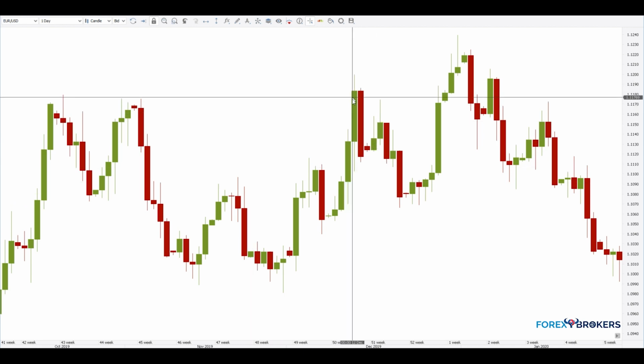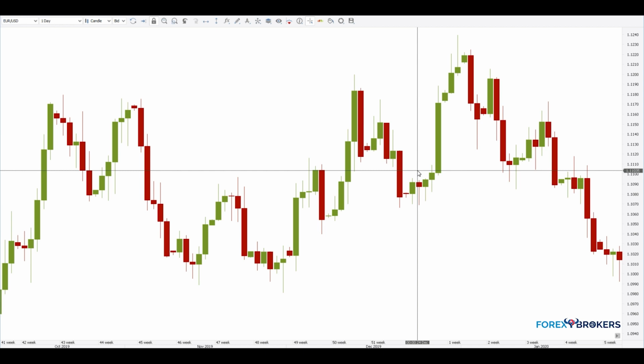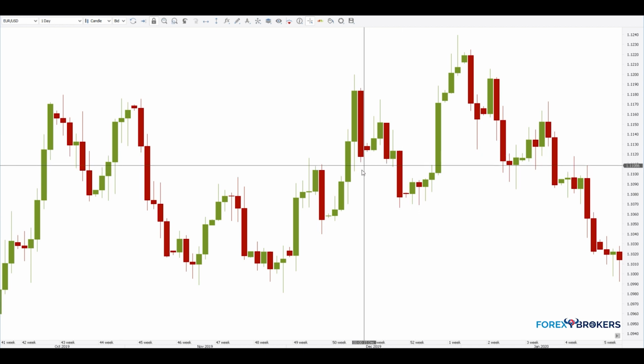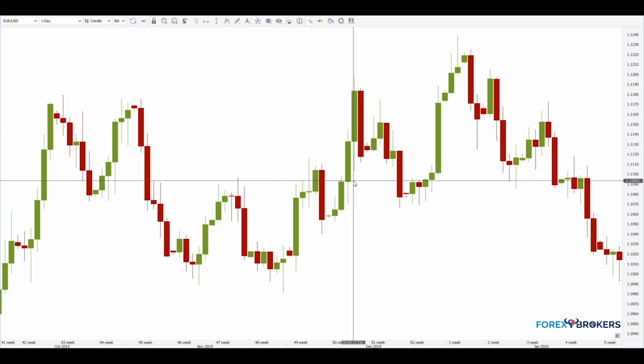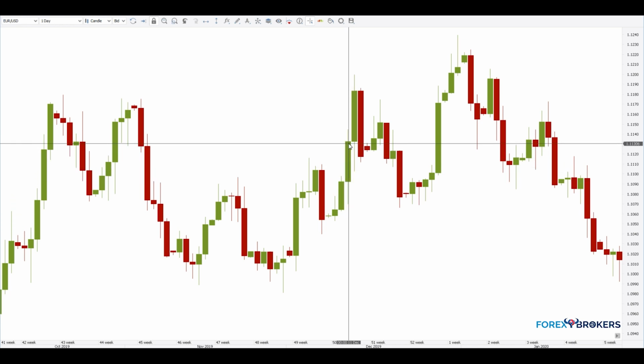This is how a candlestick looks like. This is the euro, US dollar, and the hourly chart. And on a candlestick you have what? You have the real body, which represents the difference between the opening and closing prices. Imagine this candlestick here, for instance. This is the opening price, this is the closing price. So this is the real body.